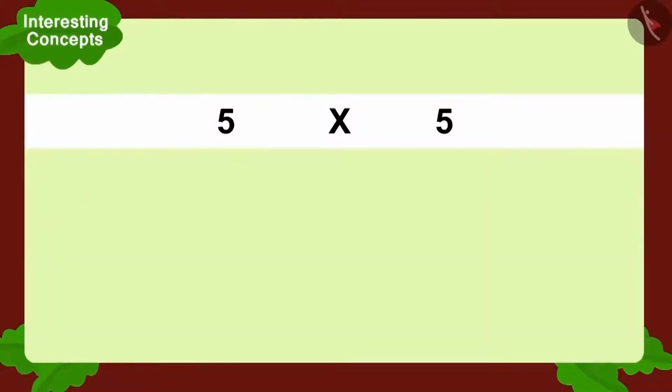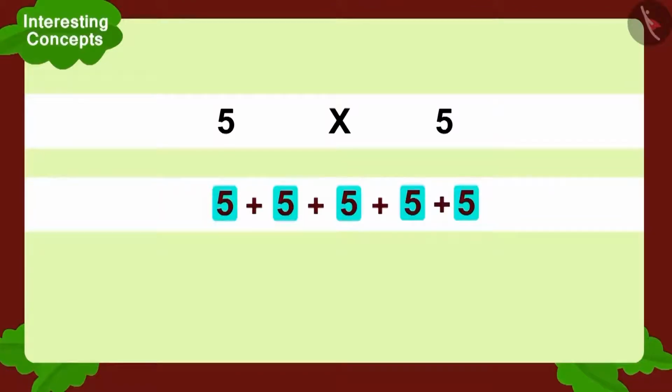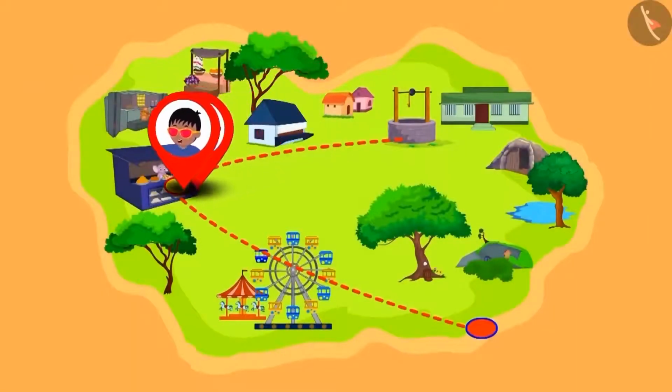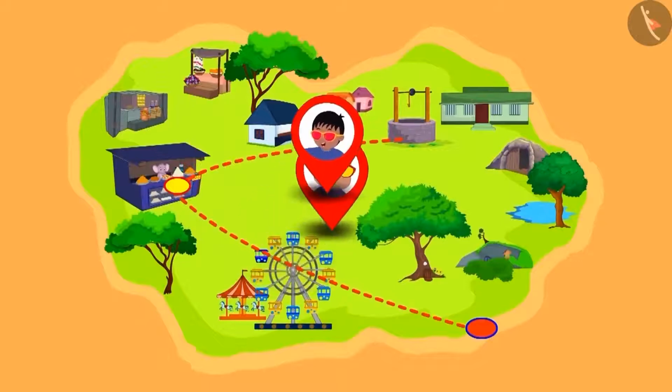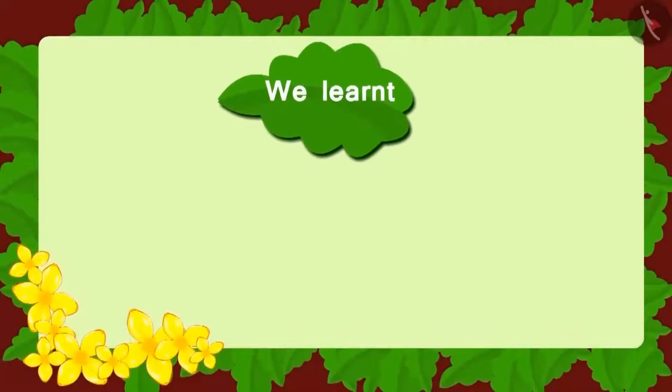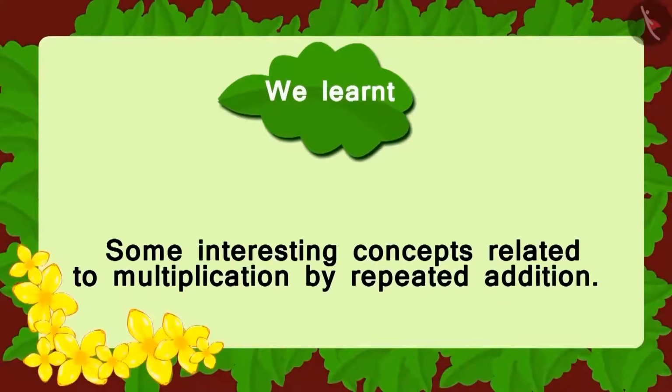Can you now find the solution to this multiplication? Absolutely right. There were a total of 25 bottles. Raju and Bablu went around the village happily dancing away. Children, in this lesson, we looked at some interesting concepts related to multiplication by repeated addition.